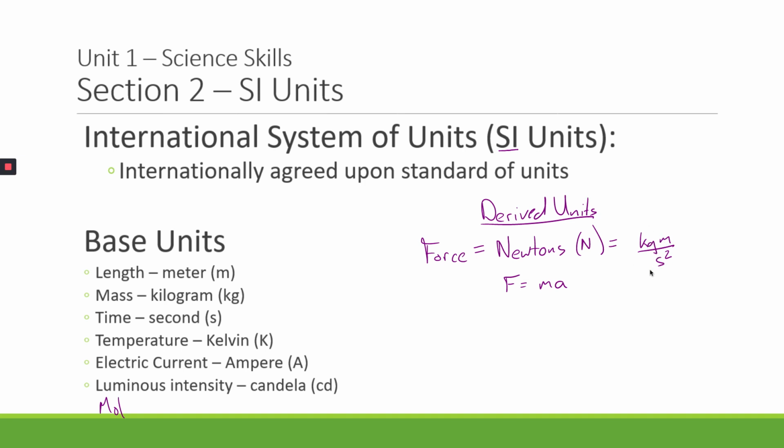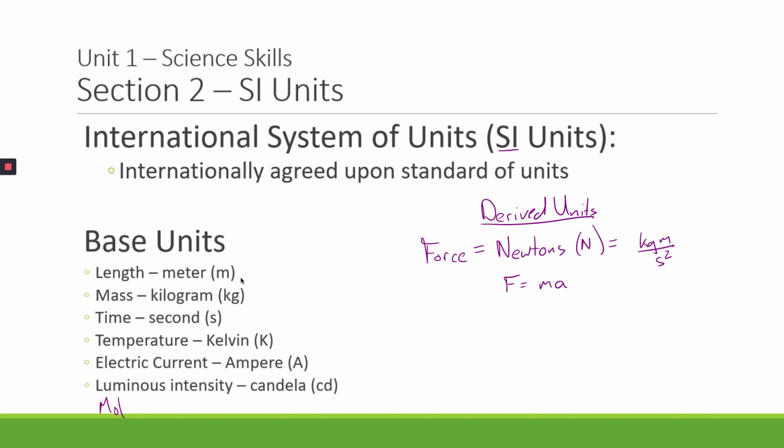Now, somewhere along the line, somebody said, I pushed on that box with 12.2 kilogram meters per second squareds, and that was annoying. So they changed that to I pushed on that box with 12 newtons of force. So that's what a derived unit is. It's just a simplification of a whole mess of units. Newton is one of those derived units. And we'll see a bunch of those throughout the year.